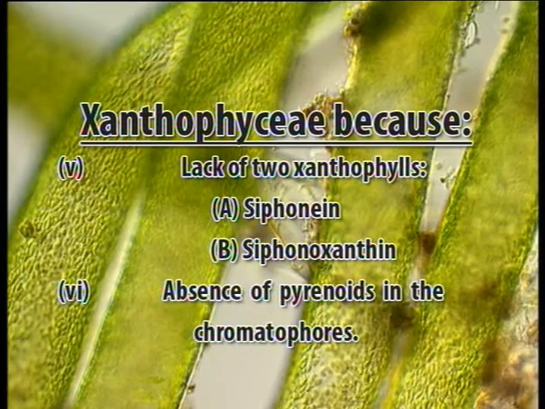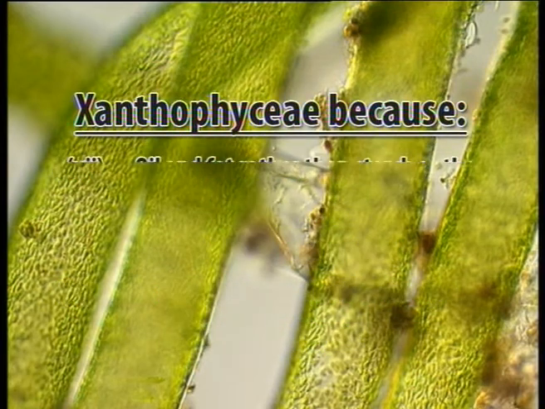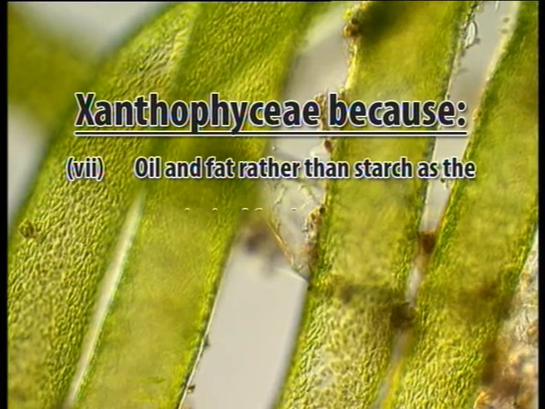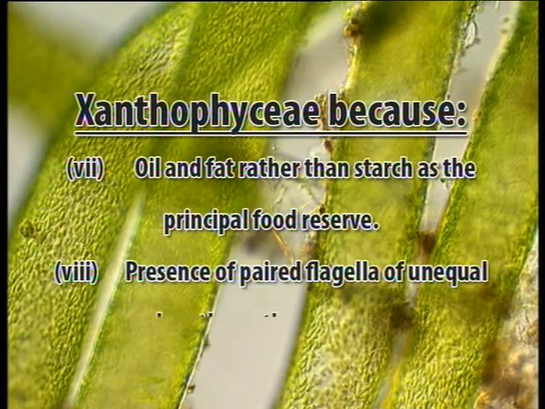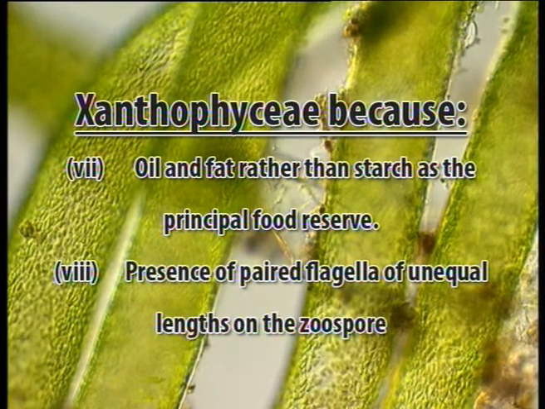Absence of pyrenoids in the chromatophores. Oil and fat rather than starch is the principal food reserve. Presence of oppositely directed unequal flagella, a feature typical of motile cells of all Xanthophyceae. On the basis of these features, the inclusion of Vaucheria in the class Xanthophyceae has practically become a settled fact.